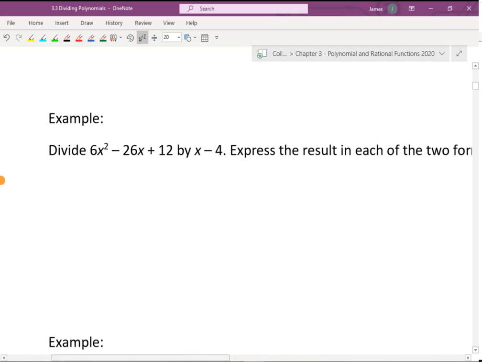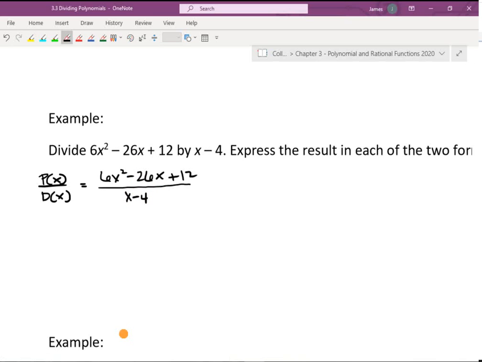So they want us to figure out what p of x divided by d of x looks like. Well, p of x is the polynomial that we are dividing. So we're dividing 6x squared minus 26x plus 12, and x minus 4 is the polynomial that we're dividing by, right? That's our divisor. So x minus 4 will look like that. That's originally what they're referring to when they say divide 6x squared minus 26x plus 12 by x minus 4. In WebAssign, you might see a question that is the beginning. They'll just say divide, and they'll give you that.